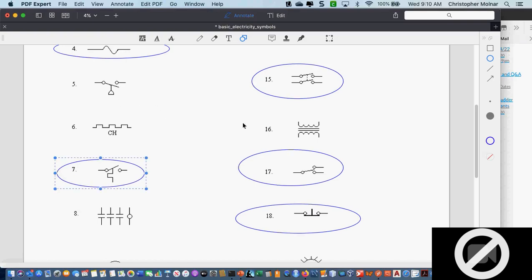What about number 7? It's a regular thermostat. It's a heating thermostat. Closes on temperature drop. Because you see how the little switch is in the up position. It's going to close as the temperature drops.